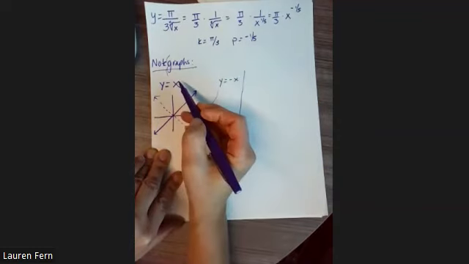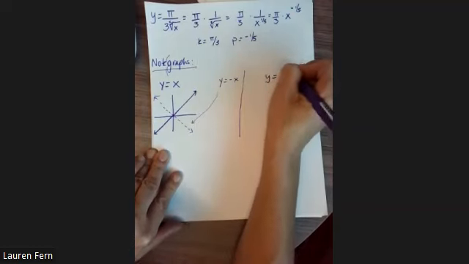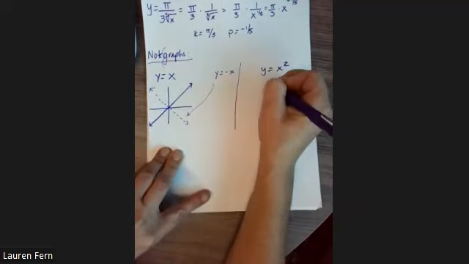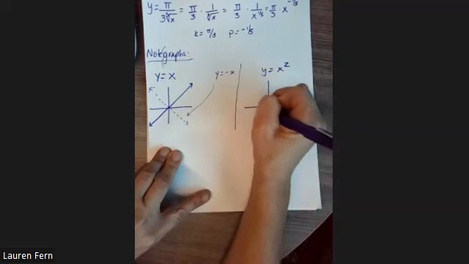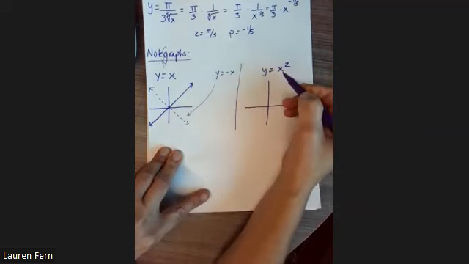Other power functions. Notice this is a power function where our power is 1. I can look at y equals x squared. This is another one of those toolkit functions that we started out with. We'll be examining this in much greater detail in the next section. But we know that this is a parabola that looks like this.